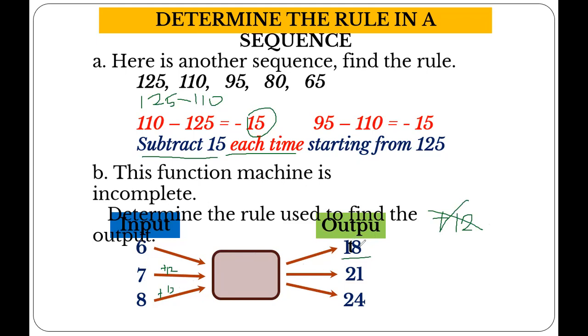So 6 times 3 equals 18. 7 times 3 is 21. It's correct. 8 times 3 is 24. Therefore, the rule of this number machine is times 3. If you check 18 divided by 3, it gives me 6. 21 divided by 3 gives me 7. 24 divided by 3 gives me 8. So therefore, the rule of this number machine or function machine is times 3.